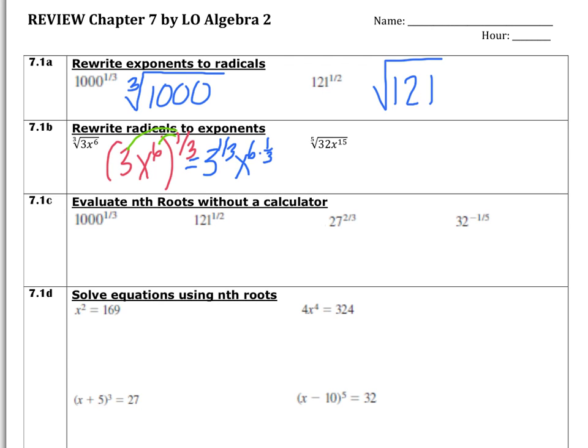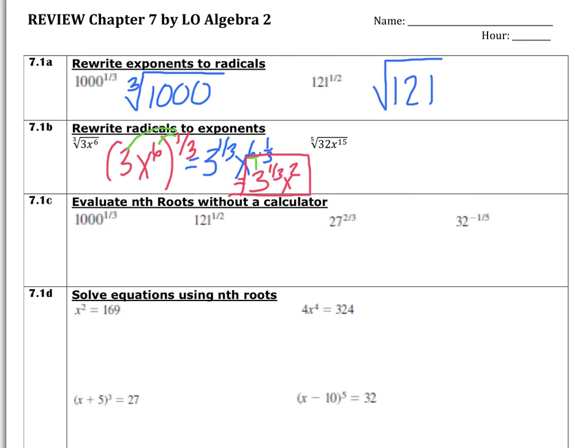Now 6 times 1/3, what you can do is put 6 over 1, and all you do is multiply straight across. This would be 6 divided by 3, which becomes the number 2. So the final answer here is going to be 3 to the 1/3, and then it's x squared, and that's considered simplified into exponents. The next one here is the 5th root of 32 times x to the 15th.